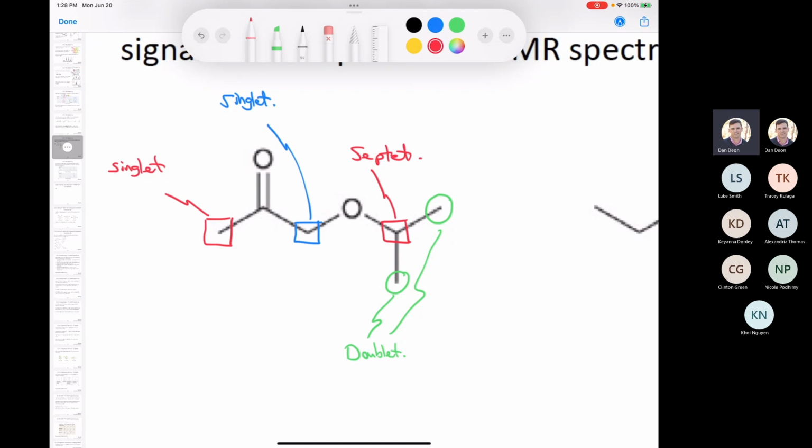Any questions about that one? Give me a thumbs up if you follow me then. Is everybody with me on the splitting for those protons? All right, great. Okay, well, let's take a look at the next one.